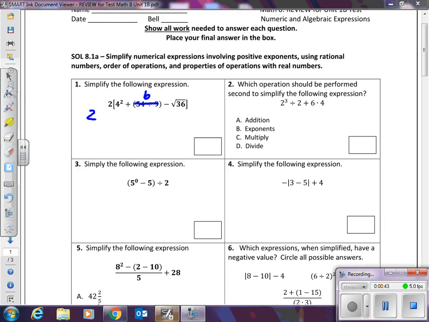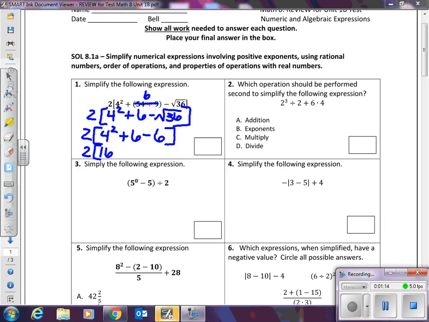So now you have two brackets, 4 squared plus 6 minus square root of 36, and your brackets. So you still have the grouping symbol of brackets, and inside the brackets you have the grouping symbol of the square root sign. So we have to do that next. So we have two brackets, 4 squared plus 6 minus square root of 36 is 6, and then close your brackets. We still have brackets, but the next thing we do inside of them is the exponents. So 4 squared is going to be 16.